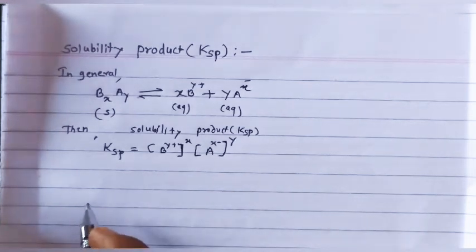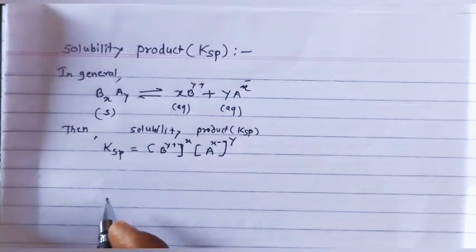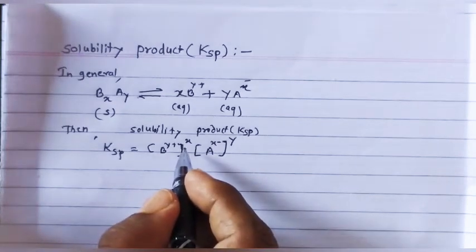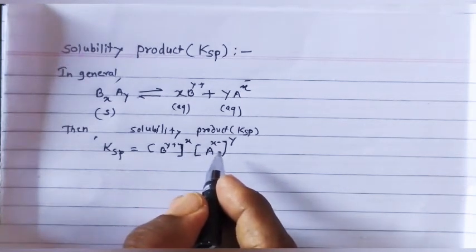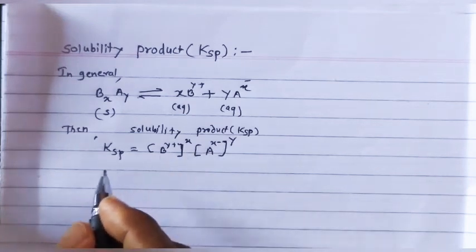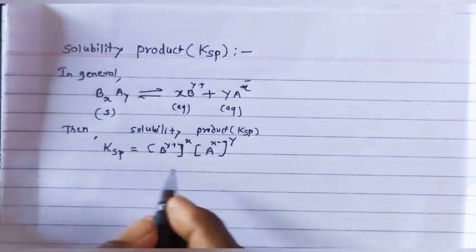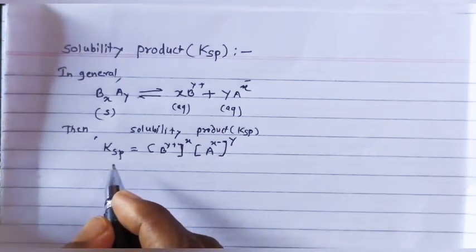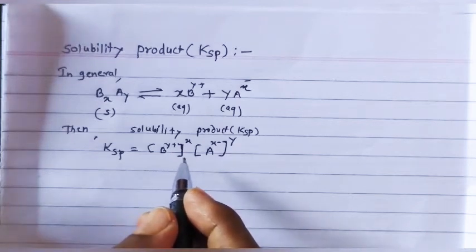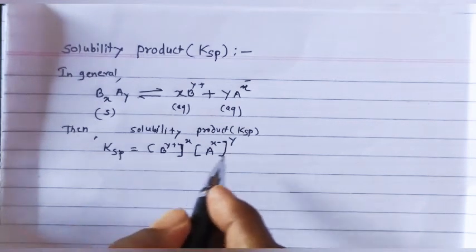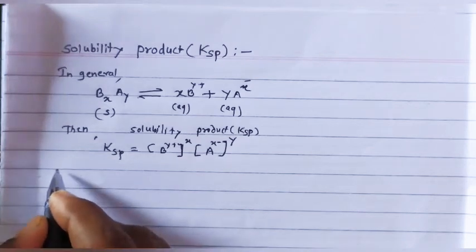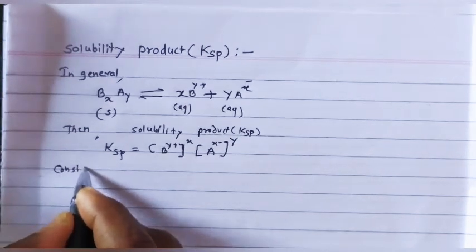Thus, in a saturated solution of a sparingly soluble salt, the product of equilibrium concentrations of the constituent ions, each raised to the power equal to its respective coefficient in the balanced equation, is called the solubility product. This is the formula for the calculated solubility product.